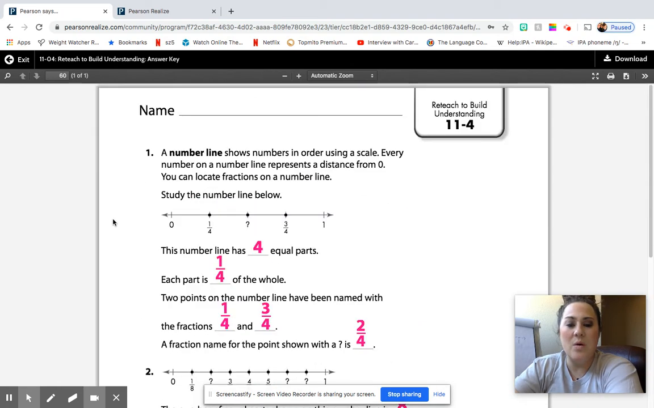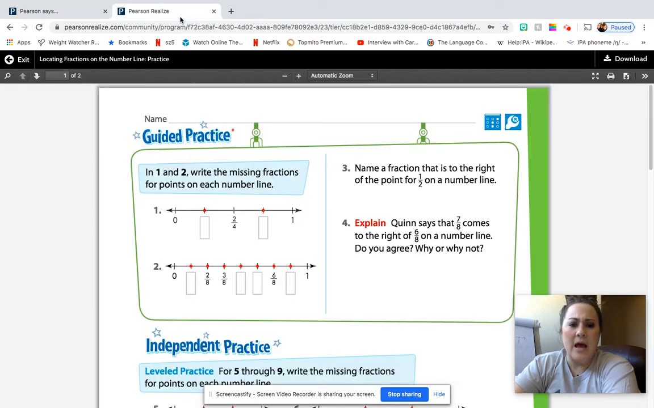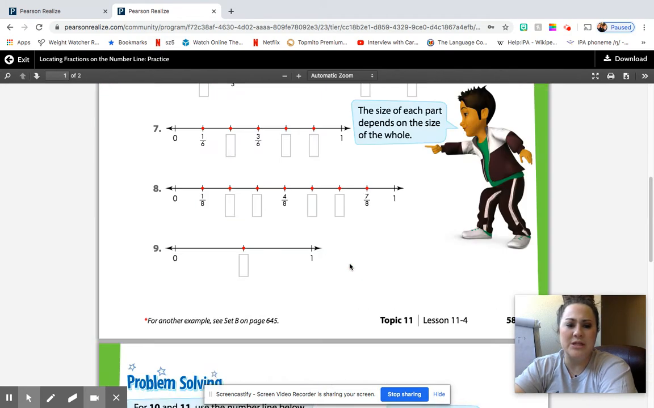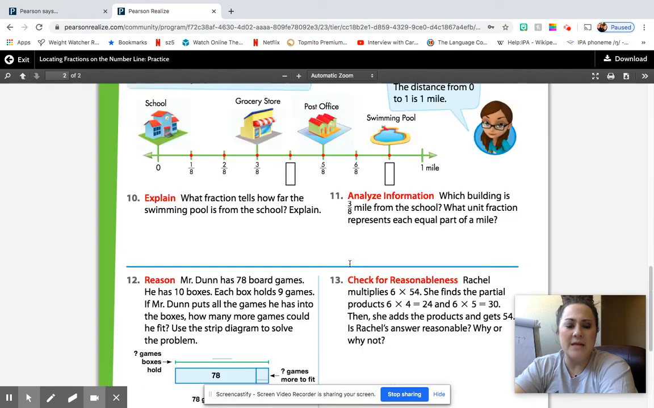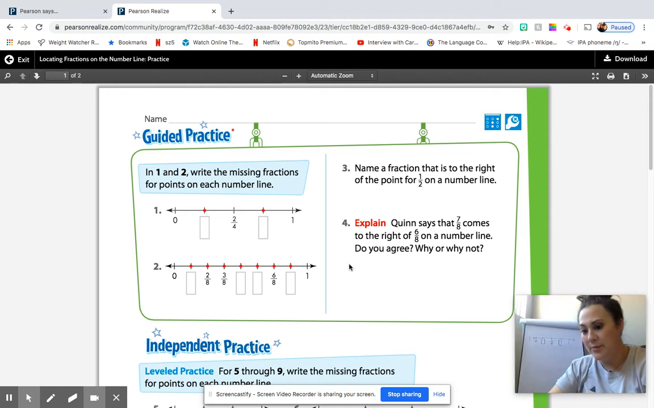Okay. So hopefully you guys are grasping it. I know I moved through that pretty quickly. Your task today is to look at pages 585 to 586, and I want you to complete the odd numbers. If you look at my number line on the back, I have number 1 written. We have 0, we don't know, 2/4, we don't know, and 1.